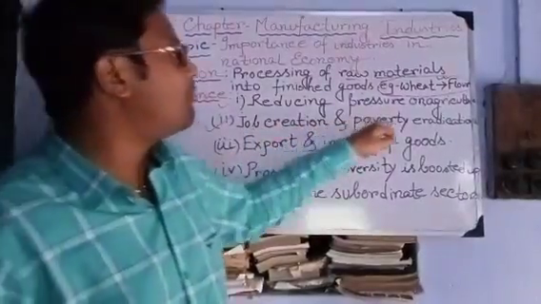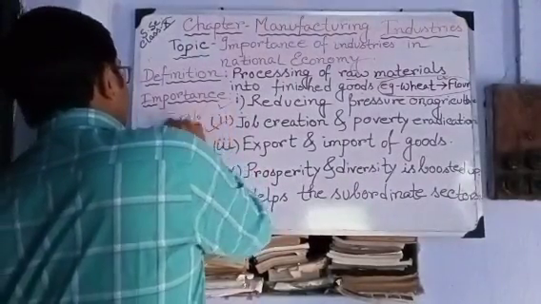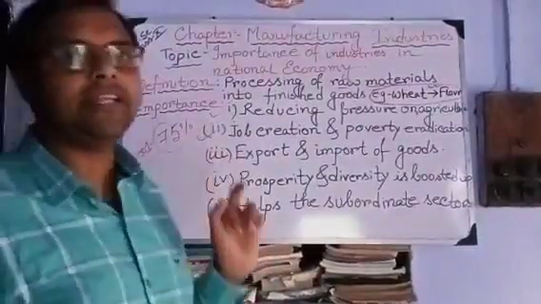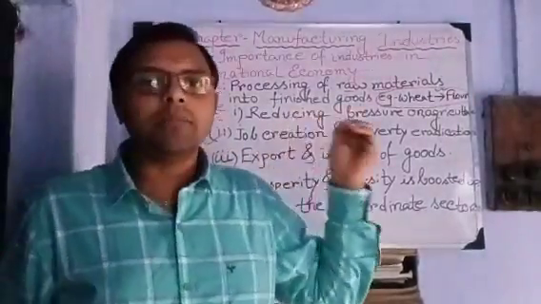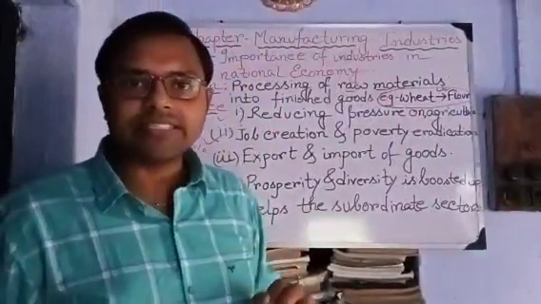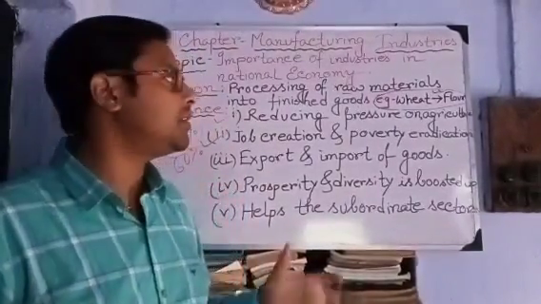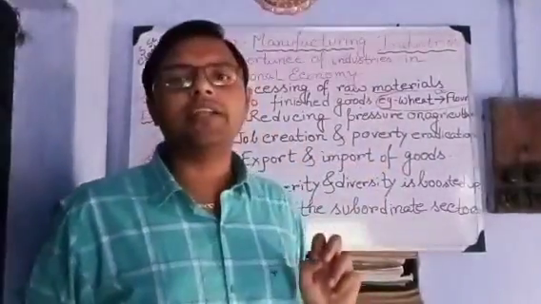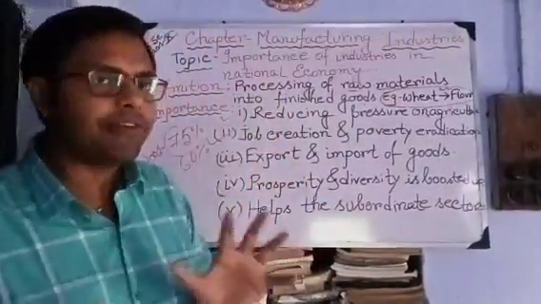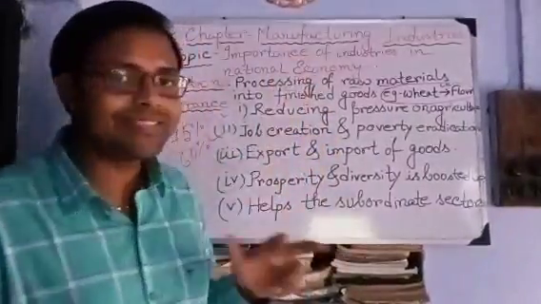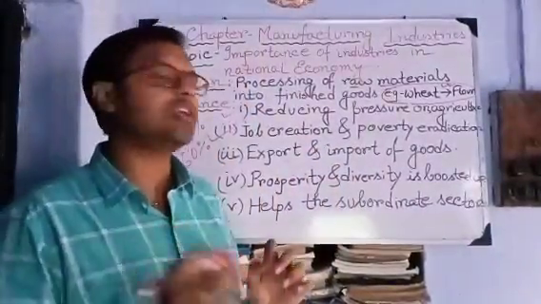Next, the second one: job creation and poverty eradication. Now, near about 75% of India's total population was dependent on agriculture in 2001. Now it has come down to 60%, and India has developed a little bit. Why? Because manufacturing industrial sectors have created great job opportunities for Indians and common people, which has helped the eradication of poverty, because the agricultural sector cannot boost the economy unilaterally. If a country wants to develop, then it needs a manufacturing industrial sector. So job creation and poverty eradication is also a great importance of this sector behind the national economy.